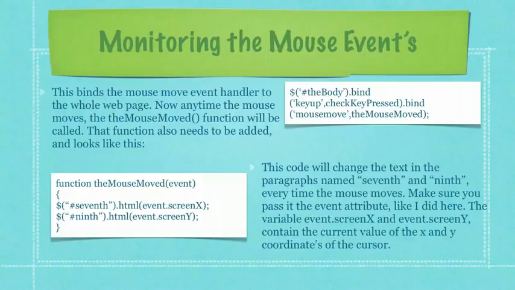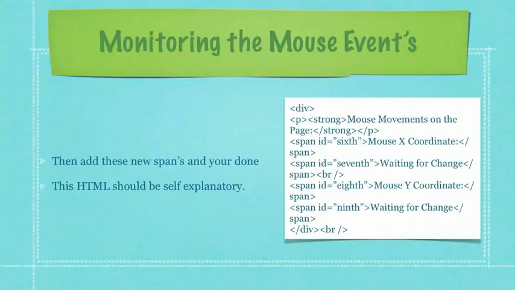That function also needs to be added and looks like what you see here in the lower left hand side of your screen. This code will change the text in the paragraphs named 7th and 9th every time the mouse moves. Make sure you pass it the event attribute like I did here. The variables event.screenX and event.screenY contain the current value of the x and y coordinates of the cursor. Then add these new spans and you are pretty much all done.